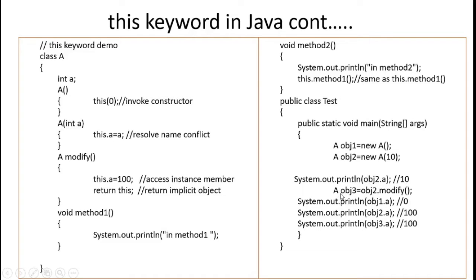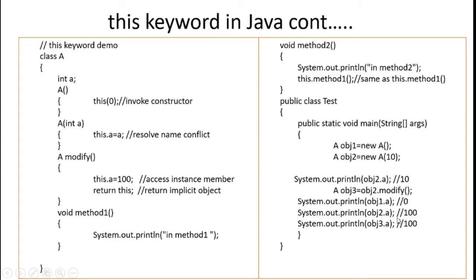Then create object 3 of the same class, and here we have called the modify function. Actually this obj 3 of class A is storing the return value of the modify function because it returns the object. So to store that object value we have declared object 3. And on the next three lines, we have just displayed the values of a variable with different objects. Using object 1 it's 0, then using object 2 it's 100, and using object 3 again it's 100.